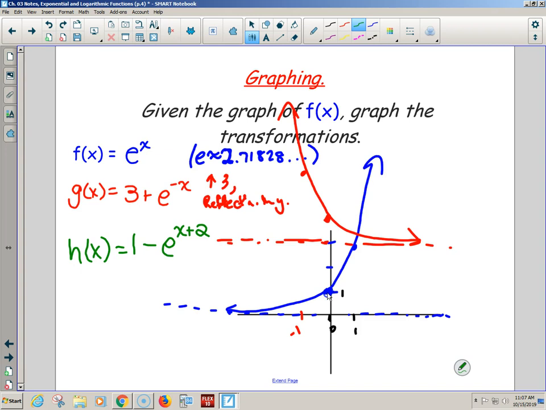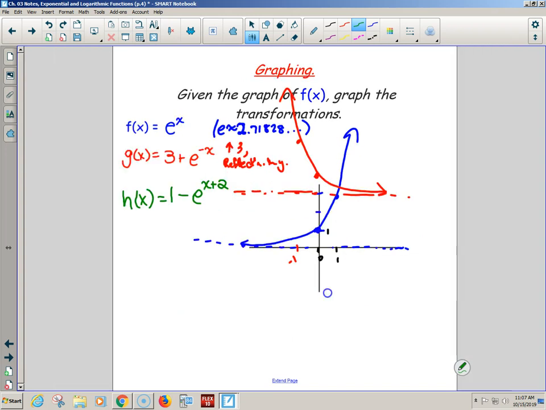Okay, so which one do we do first? Do we go up 1, left 2, and then reflect so we end down? Or do we reflect and then up 1, left 2, and end up? Do you guys see the dilemma? This is one where order matters. Some of you have hypotheses, but one of them is going to land us with it being up, and one of them is going to land us with it being down. Those are 2 totally different graphs.